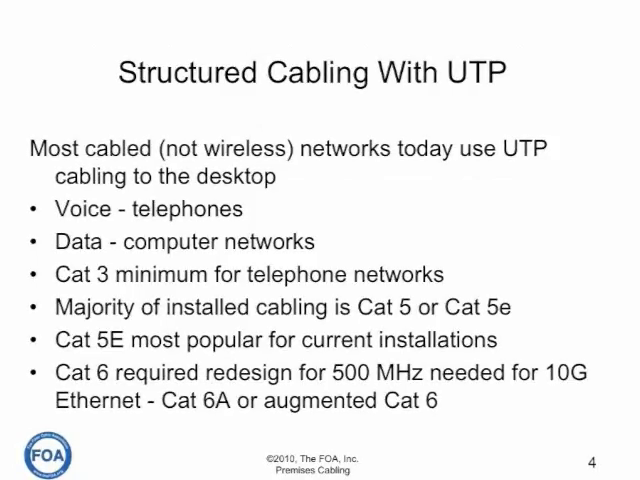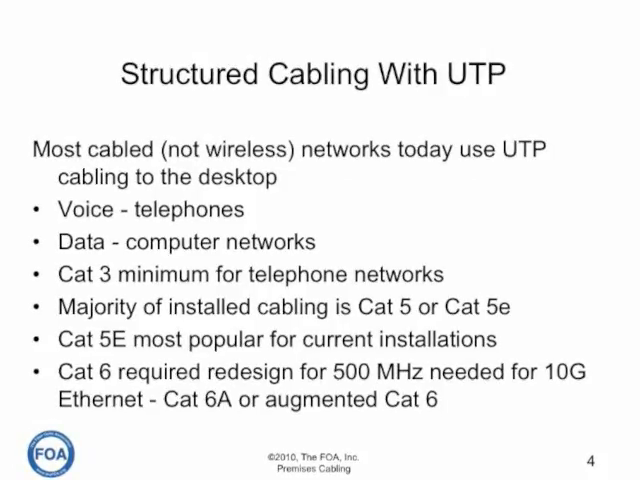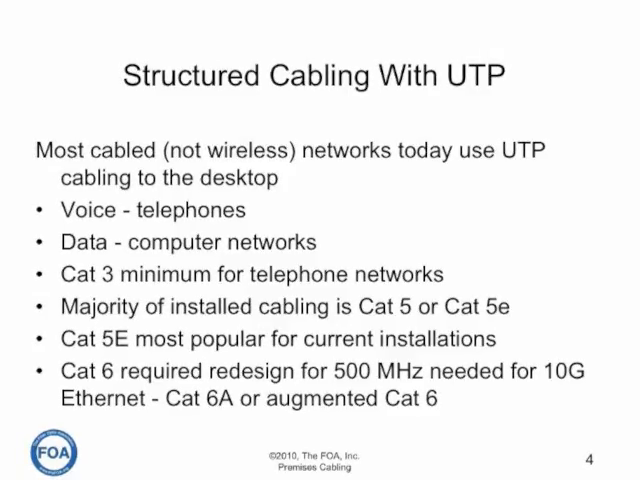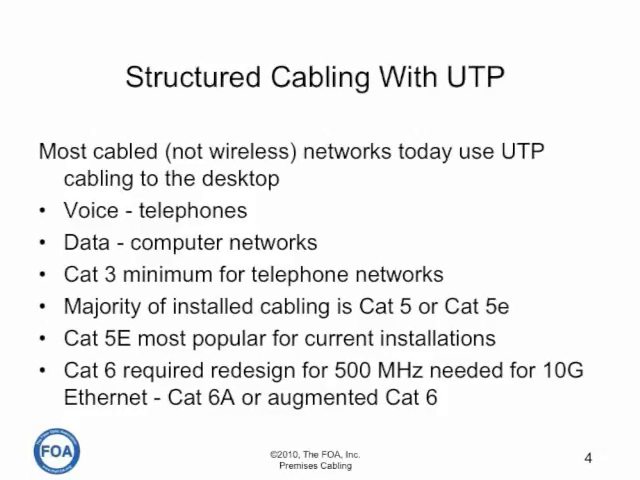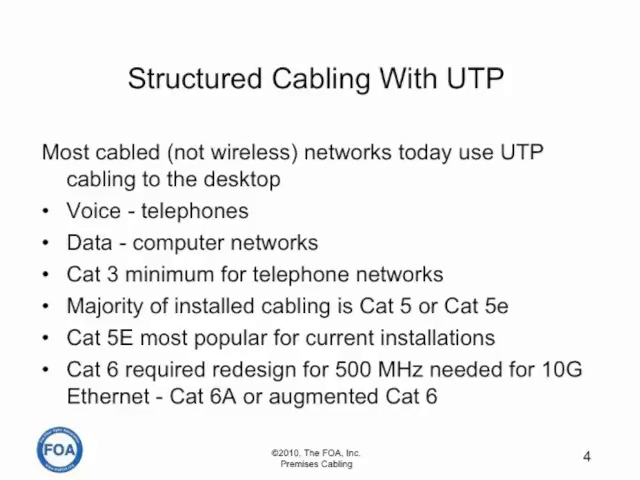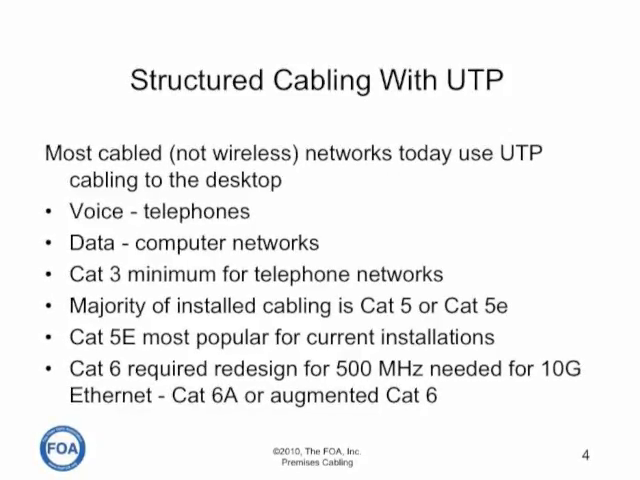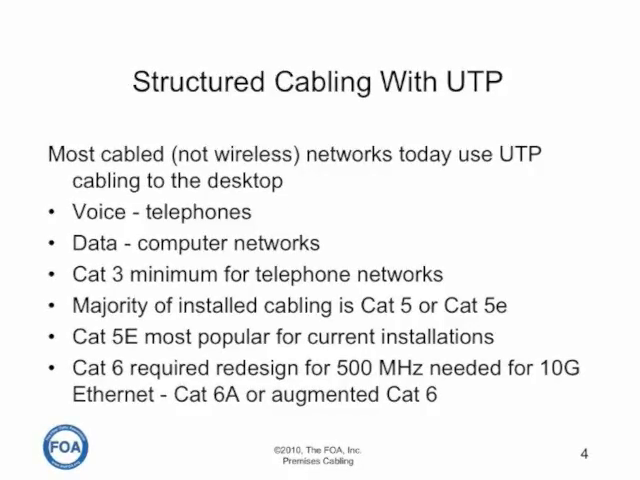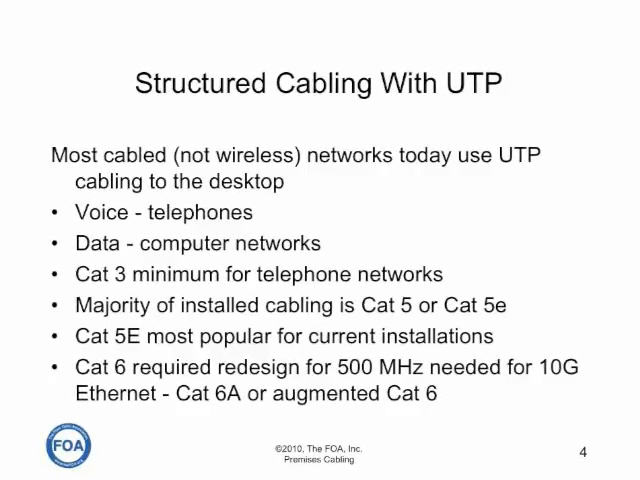For those networks that still use cable to the desktop, not wireless, you'll find it's mainly unshielded twisted pair. It's used for voice and data, with a minimum of Cat3 cable used for voice, and the majority of installed cabling for data being either Category 5 or 5E. Although newer designs use Category 6, which is needed for 10 gig Ethernet, in its augmented form, Category 6A.